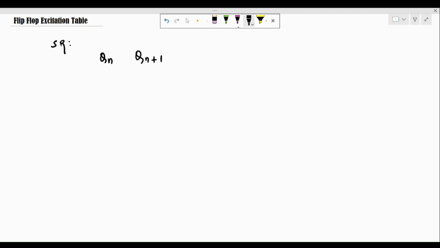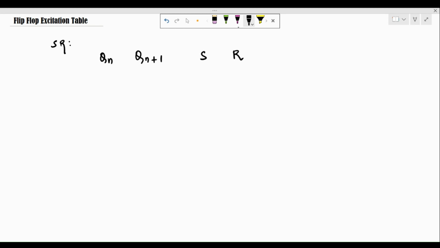So we know that the two inputs to the flip flop are going to be S and R. The question here is, for known present and next state, what should I excite my flip flop with, such that for a given present state, I would get the given next state? So let's get into the process.